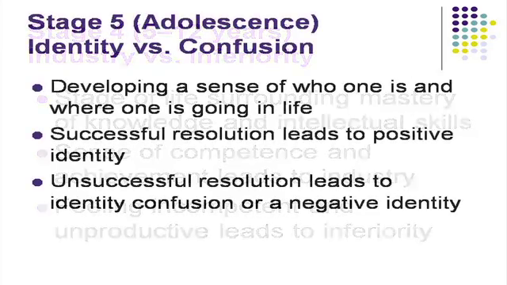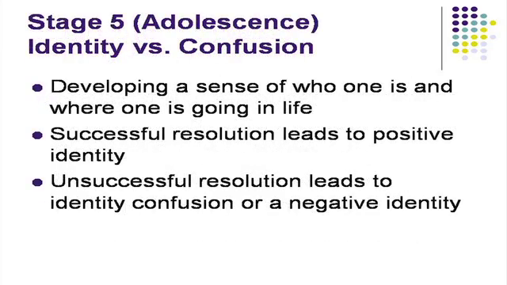Then stage 5, adolescence, identity versus confusion. Developing a sense of who one is and where one is going in life. Successful resolution leads to positive identity. But unsuccessful resolution leads to identity confusion or negative identity. Okay? Then most of you are in this stage too.